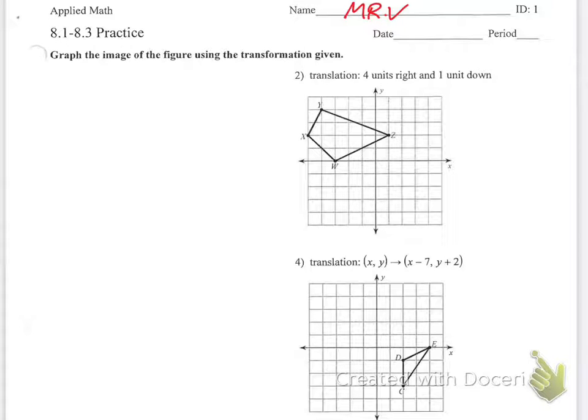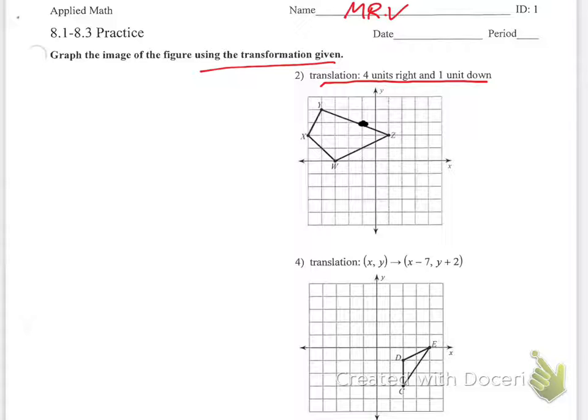So right away, starting off, it says graph the image of the figure using the transformation given. So the translation says 4 units right and 1 unit down. So I'm going to do that for each one of these points. So that one, Z. Oh, forgot to do the 1 unit down.